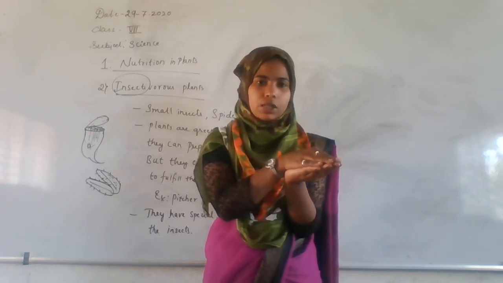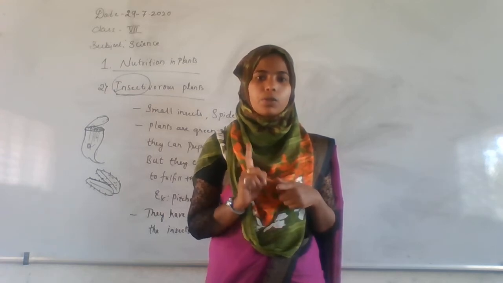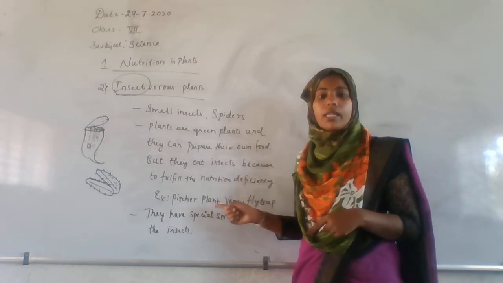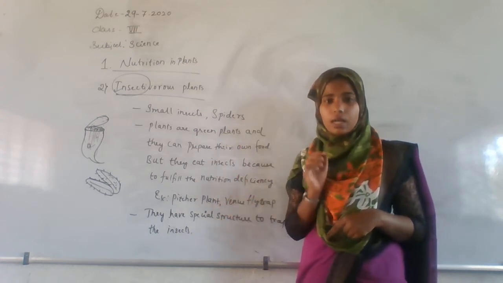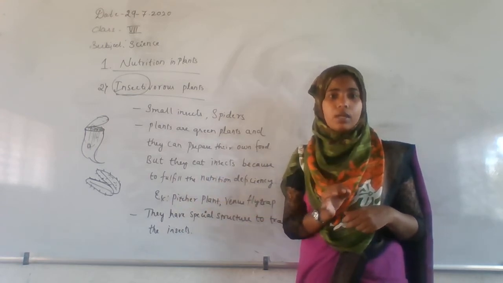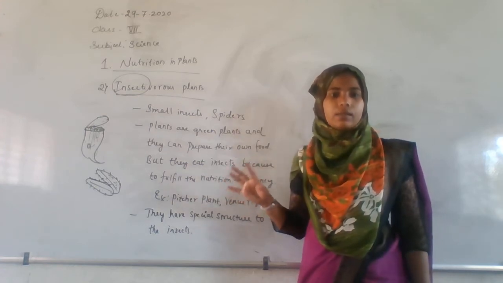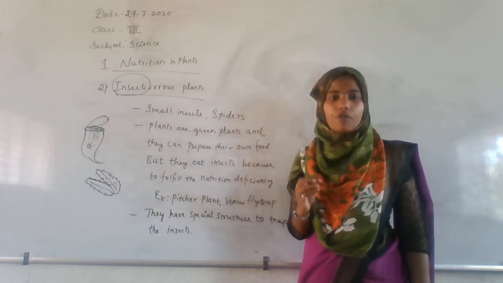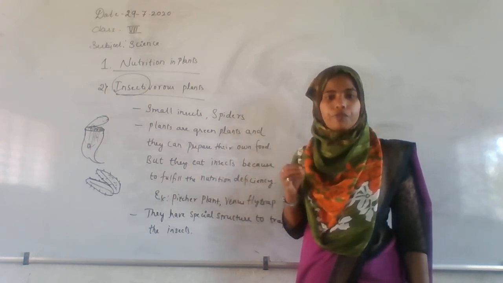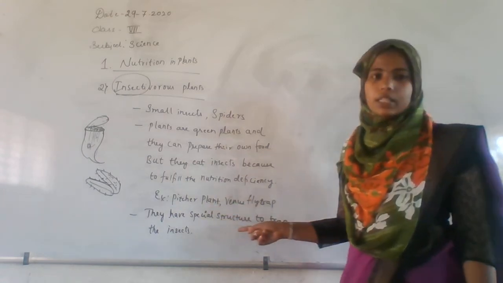They secrete the digestive juices and digest the insect, fulfilling their nutrition deficiency. Again I am saying, in insectivorous plants they do not get their food from insects, they are fulfilling the nutrition, because they can prepare their own food as they have chlorophyll inside. But due to the deficiency, they eat the insect to fulfill the nutrition deficiency. Okay, and these are the insectivorous plants.